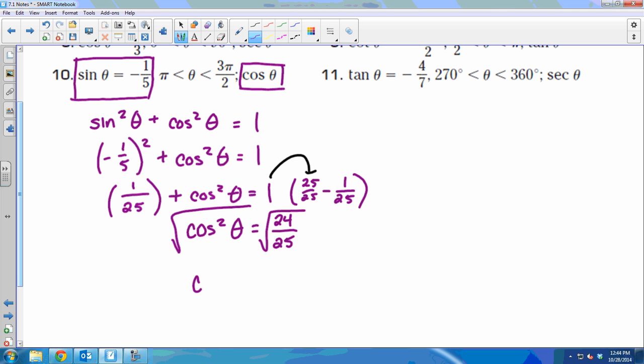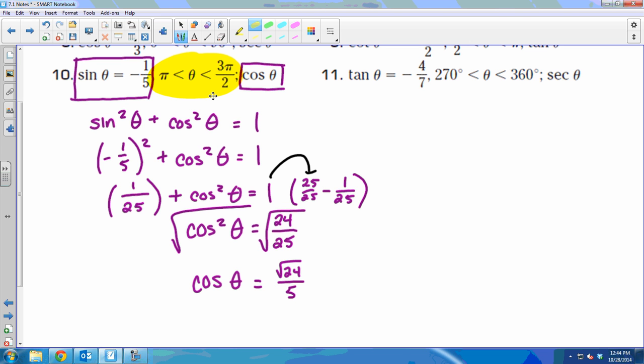So you get cosine theta, which is what we're looking for, right? And we get the square root of 24/5. Now this is where this boundary becomes important. When you take a square root, the answer can be positive or negative. So you have to look at the quadrant that you're in to decide if cosine is supposed to be positive or negative in that quadrant.